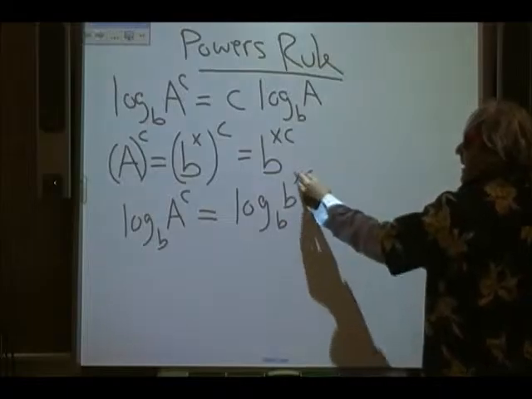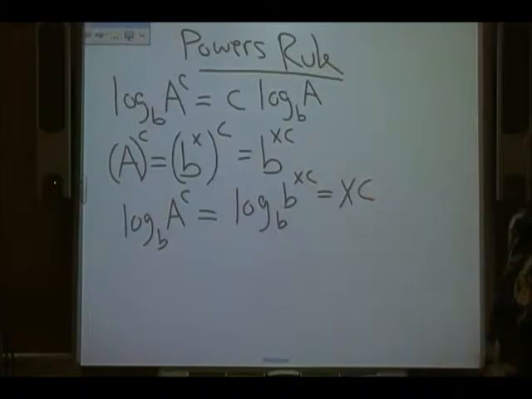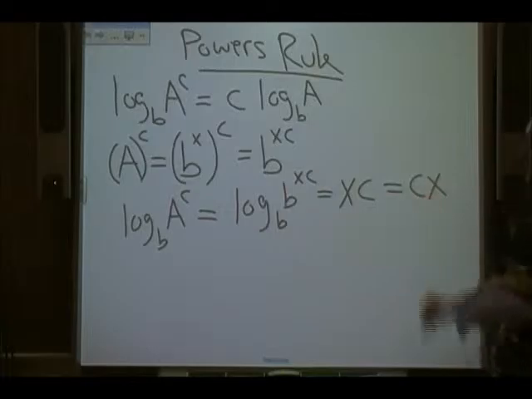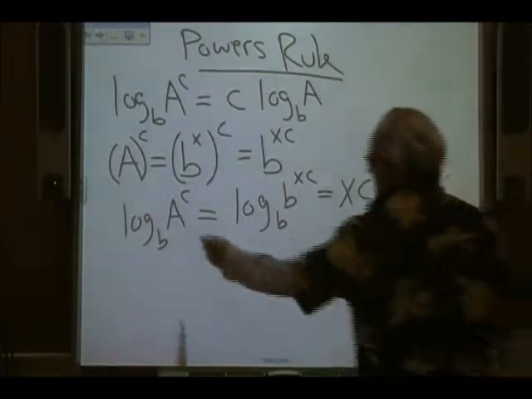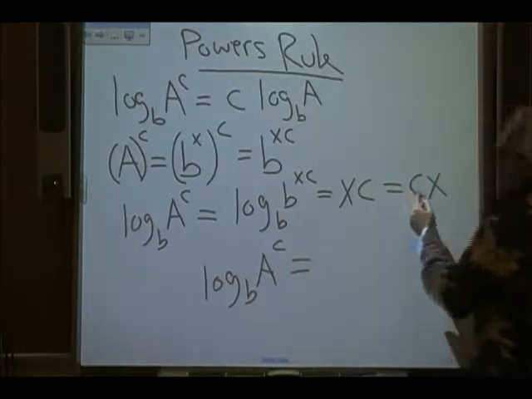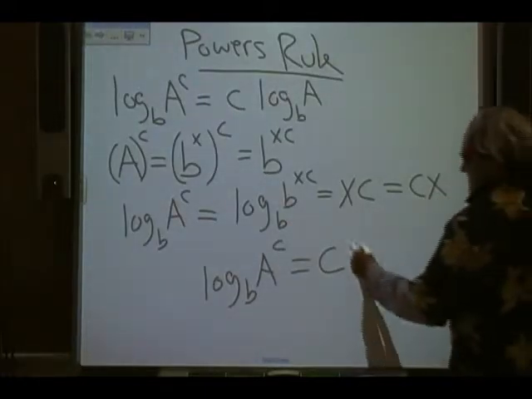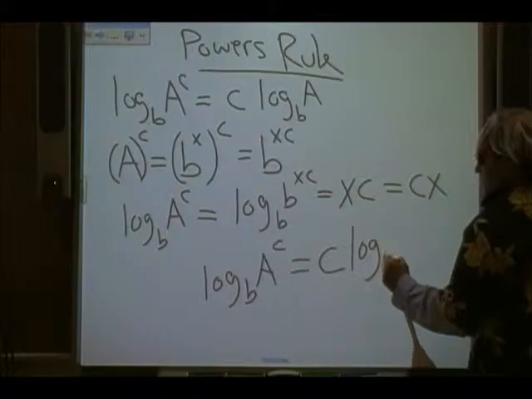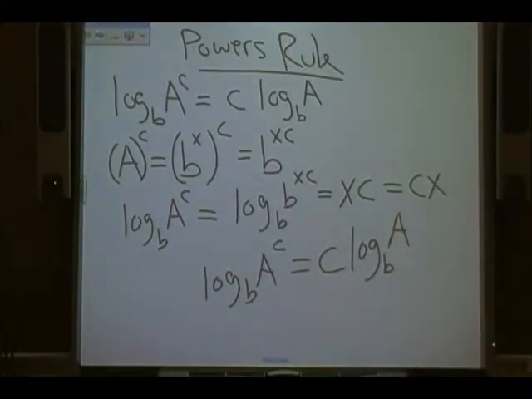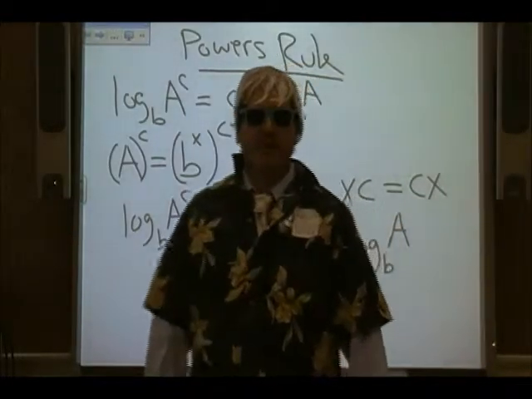Well, b to the what power is b to the xc? It's xc. And you can make this commutative. This is commutative multiplication, so you switch it, you got cx. And now I just substitute. So I have log of base b of a to the c equals cx. We'll keep the c, and what do we say the x was? Well, the x was log of b, a. And there you go. We just proved the powers rule.